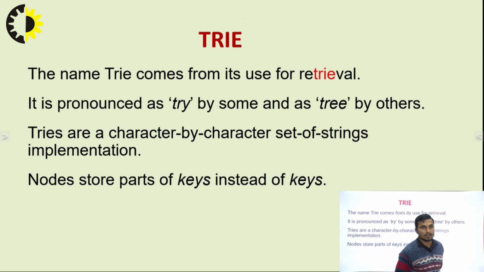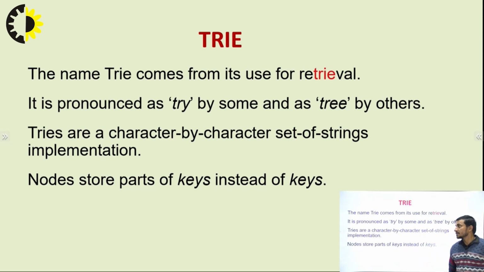The name trie comes from retrieval. This data structure is basically used for retrieval, so from that word we take the name trie. Based on the pronunciation, we can call it trie, or some other users say tree. We can call it a trie as well as a tree.